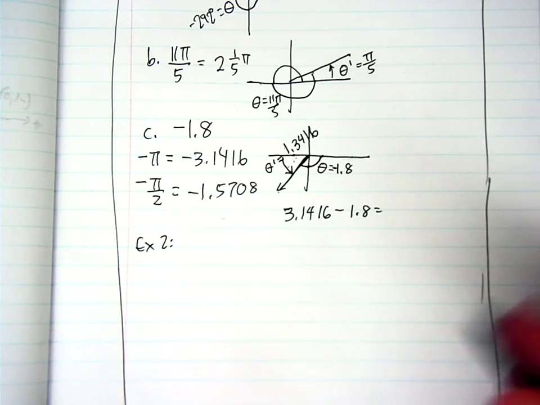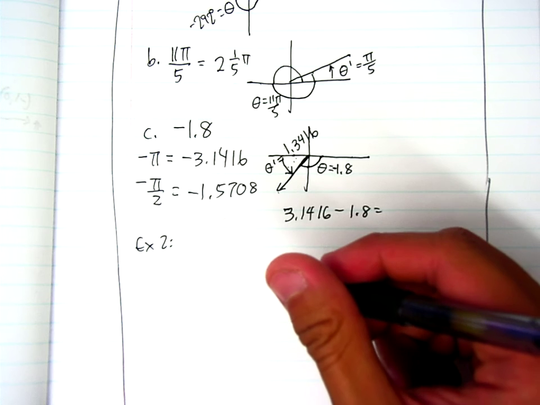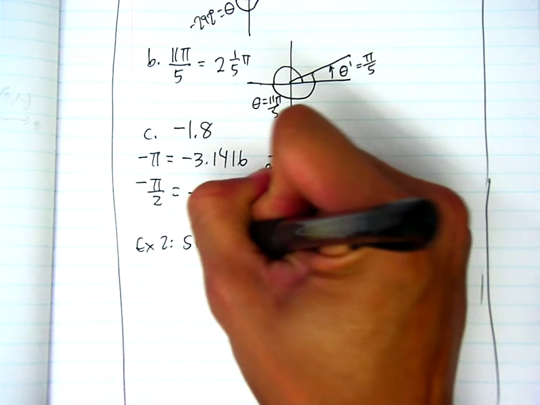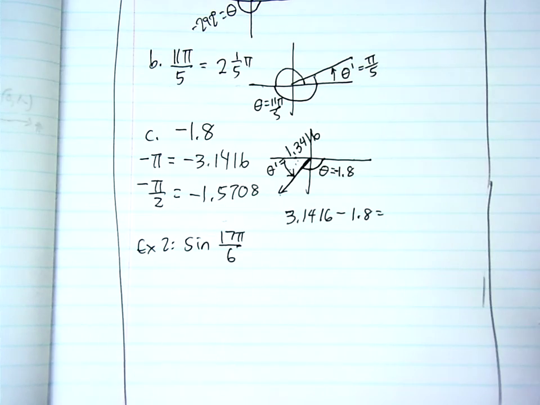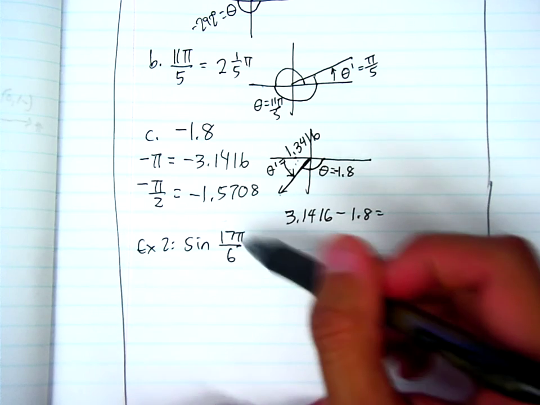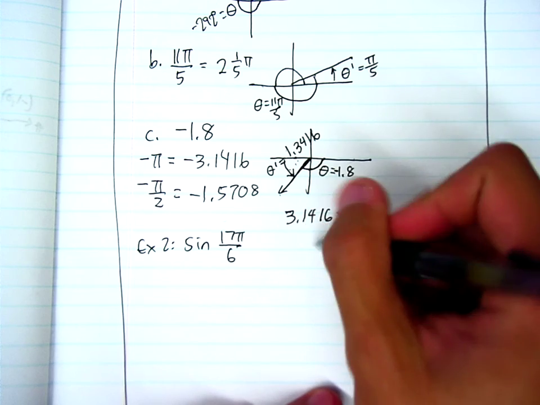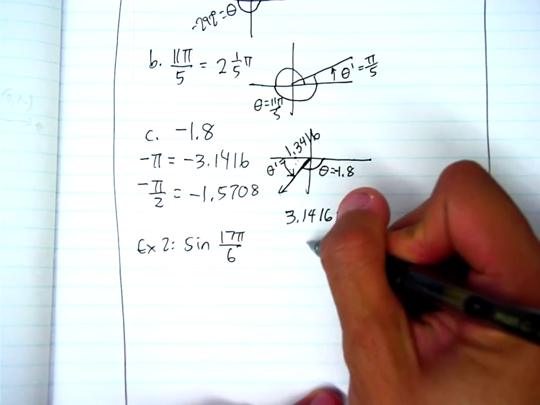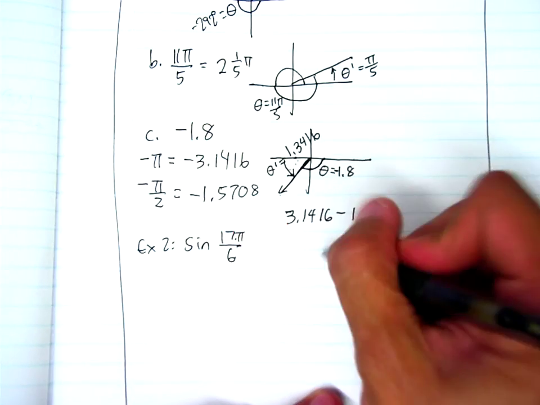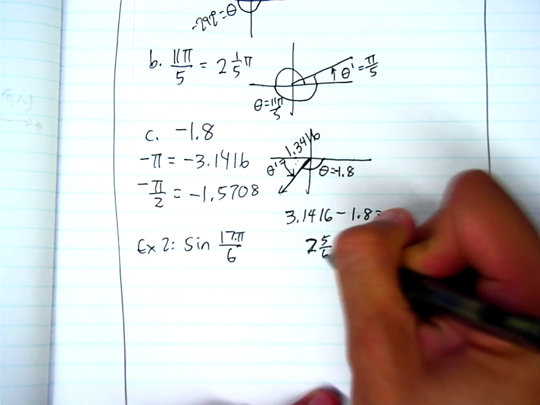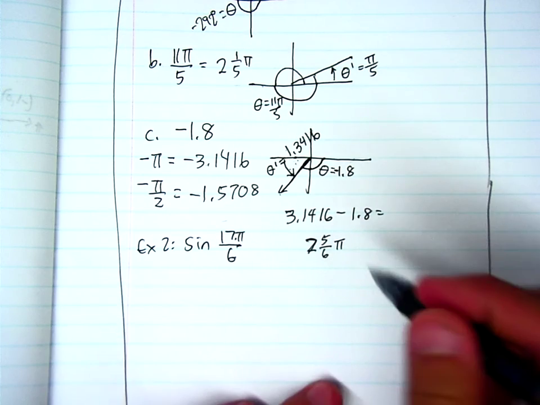All right, and then let's do example 2. For example 2, I'm going to find sine of 17 pi over 6. And let's say you cannot use your calculator. I want to first draw it, figure out what radians it is, and hopefully this is a unit circle value that I can draw back upon. 17 pi over 6, another way to write that, 6 goes into 17 twice, and I'll have 5 pi over 6 left over. So it's actually 2 and 5/6 pi.